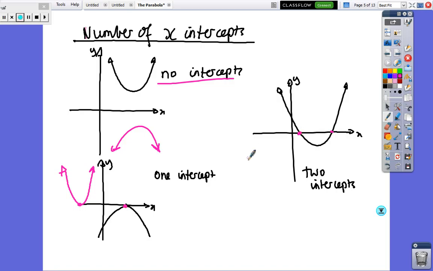It could be like that, or it could be like that. So you can have none, you can have one, or you can have two. Okay, so the intercepts are actually the solution to the equation when y equals 0. Okay, so copy and come across.